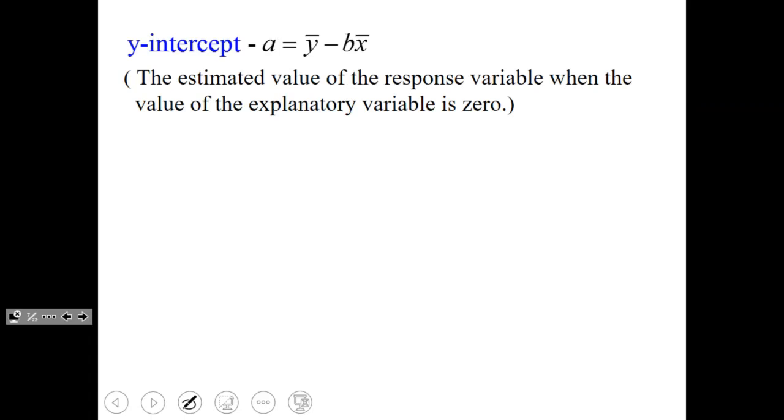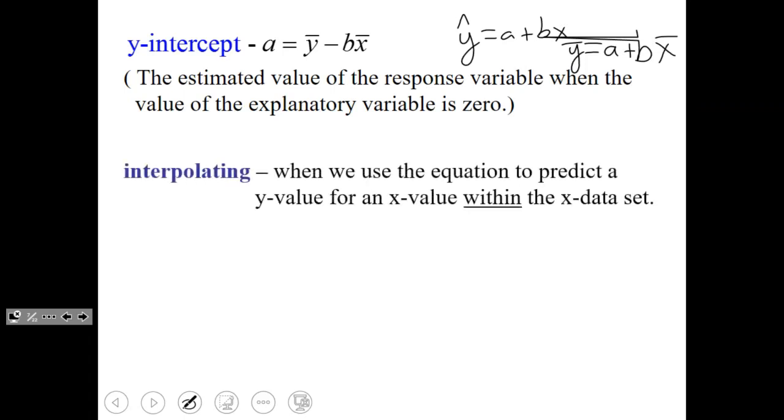Y-intercept. Now because y bar and x bar are both in our equation, we said our equation is y hat equals a plus bx. Now we said y bar is going to be on our line. Well, I can rewrite this then as y bar equals a plus b times x, but this time it's actually going to be x bar. So I can rewrite this as a equals y bar minus b x bar. So I can find my y-intercept. If I have my slope, I have the means, I can find my y-intercept.